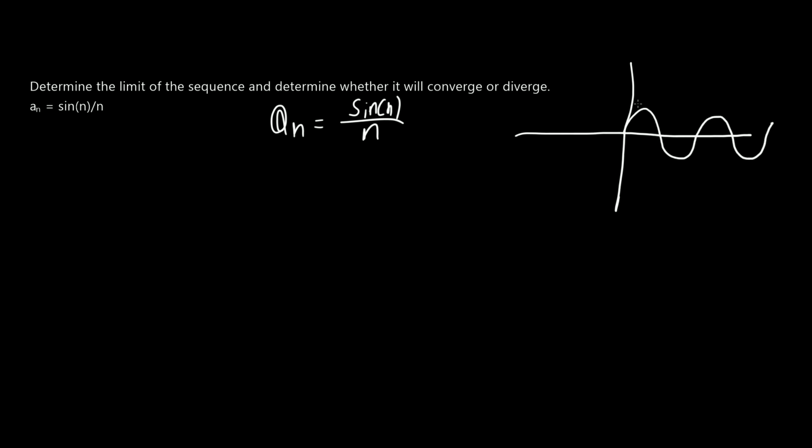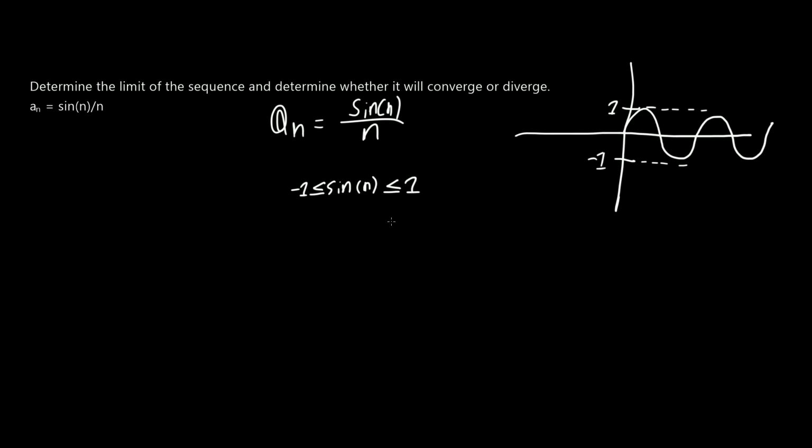What's important to note here is that it's going to be fluctuating between positive 1 and negative 1 right here. It'll never go below negative 1, and it'll never go above positive 1. So we can say that sine of x, or sine of n in this case, will always be in between negative 1 and positive 1. So it's going to be greater than or equal to negative 1, and also less than or equal to positive 1.